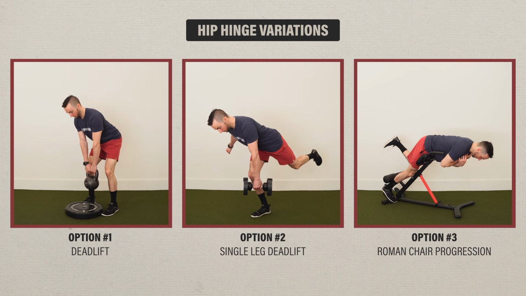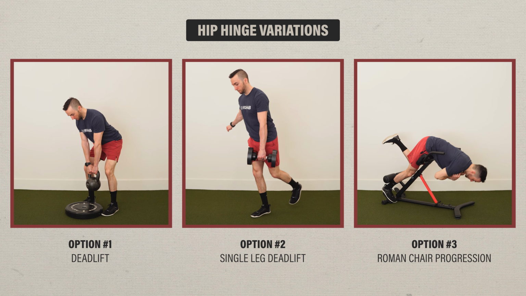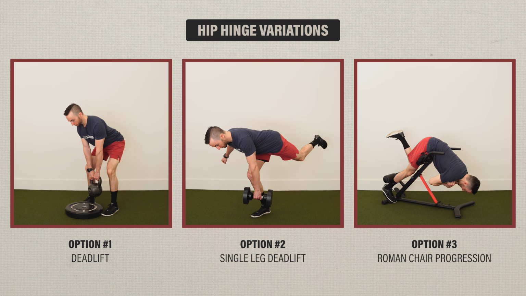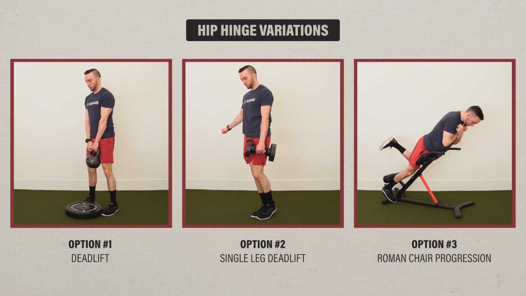As symptoms allow, progressing toward a hip hinge variation such as a deadlift can help build your tolerance to hamstring loading in a maximally stretched position. Here are a few options.